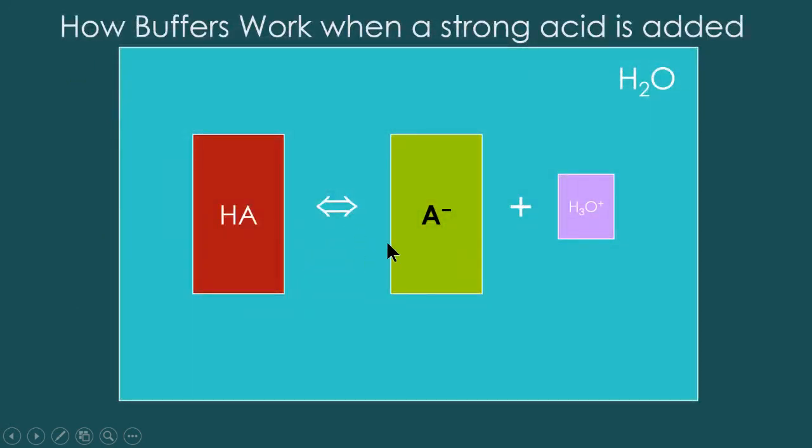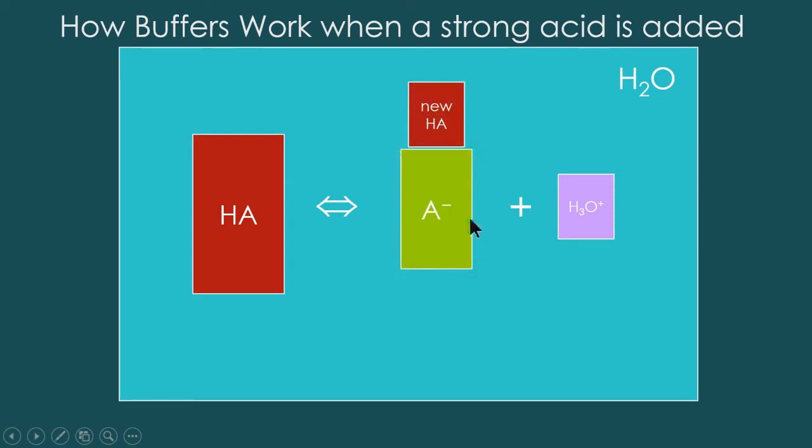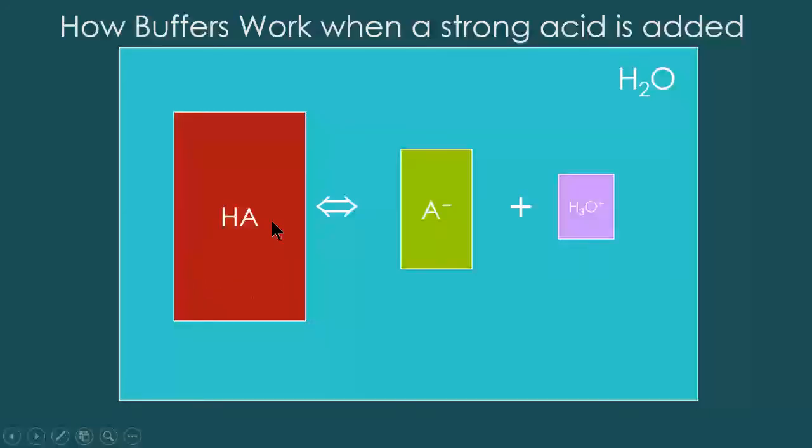If you look at the animation again, we have our equilibrium here. If you add a strong acid, again represented by hydronium ion here, it will interact with the conjugate base, reducing its concentration. And then the new acid formed will add to the concentration of the weak acid.